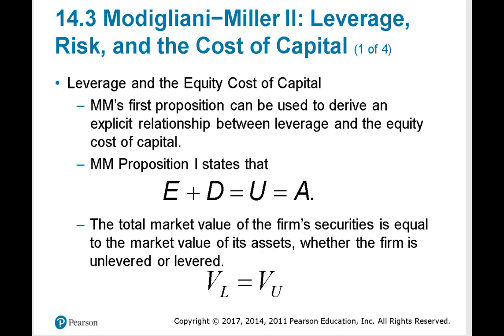So Modigliani-Miller, their second part of their theory here, refers now, instead of looking directly at value, let's look at the cost of capital. Their first proposition basically gives us this relationship between leverage and the equity cost of capital. Essentially it says that equity and debt are equal to assets, and in a world where debt is zero, then U here is the unlevered company, if you will. So the total market value of firm securities is equal to the market value of its assets, whether the firm is levered or unlevered. V sub L represents a levered company with debt. V sub U means it's unlevered, no debt.